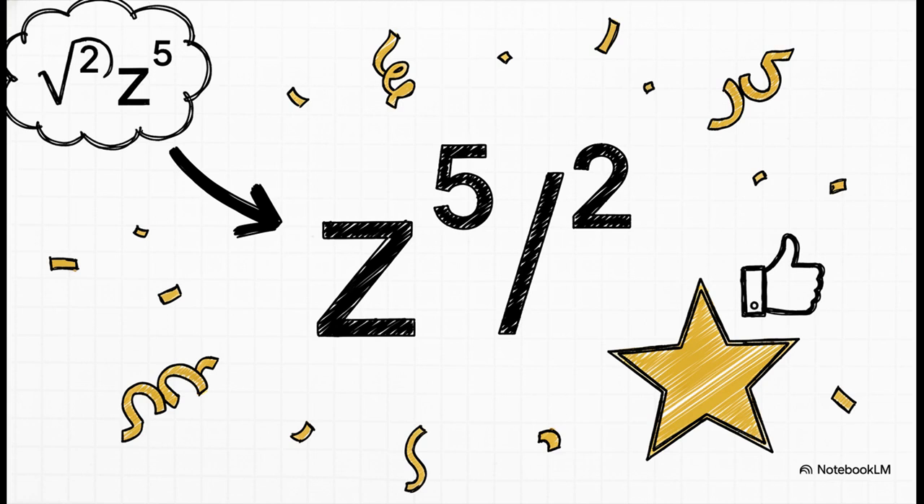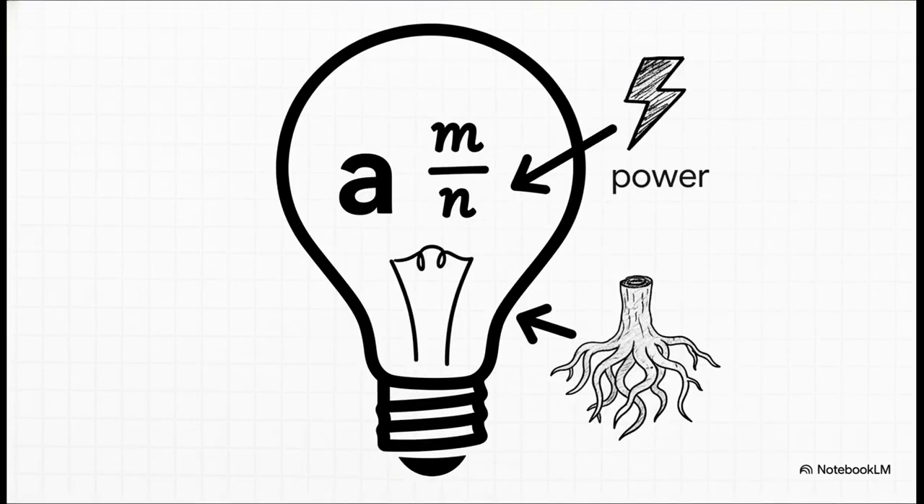Awesome job. So if there is just one thing you walk away with today, let it be this. A fraction in an exponent isn't just some random number. It is literally a set of instructions. The numerator tells you the power. The denominator tells you the root. That's it. That's the whole game right there.